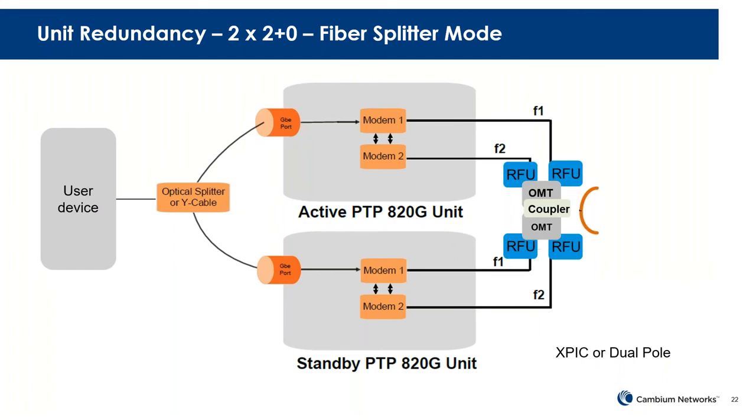each of the A20G plus the RFU is configured as a 2+0. Sometimes it could be an XP link, or sometimes it can be just a dual pole link. So they connect with an OMT, and then these two sides will be bundled together with a coupler. On the Ethernet side, you use an optical fiber splitter or white fiber cable.